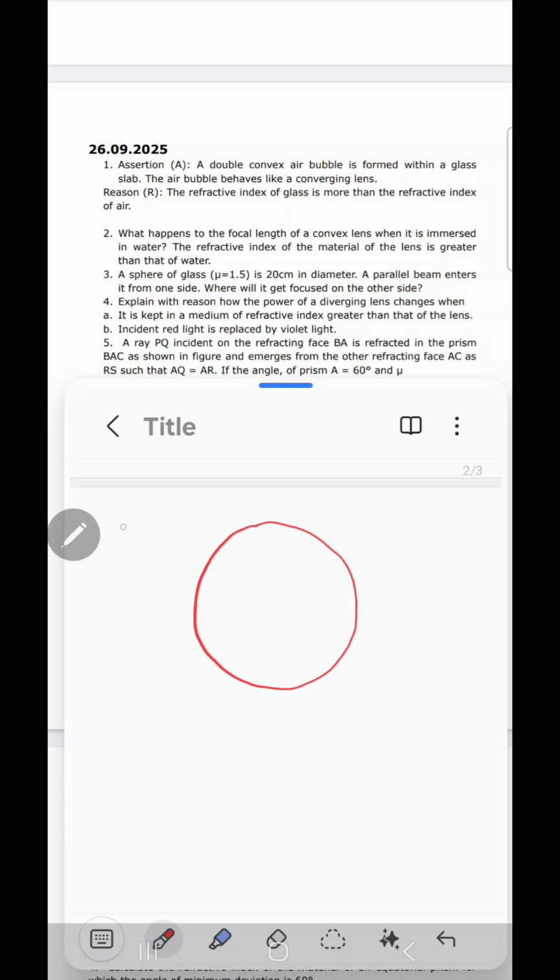Here it is a sphere. This is question number 3. The refractive index of this glass is given as 1.5, and the diameter here is 20 centimeter. A parallel beam of light enters it from one side. Where will it get focused on the other side? Now here a parallel beam of light is going to get incident on this.